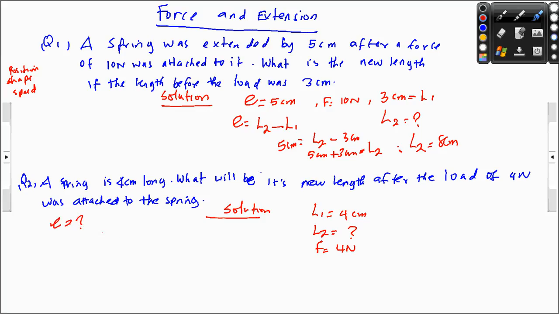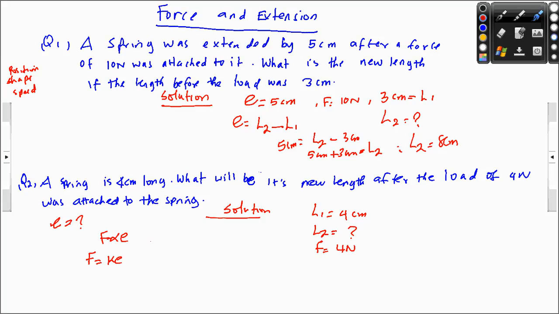The formula here says force is directly proportional to extension. That tells you the greater the force is, the greater the extension is. The lesser the force is, the lesser the extension will be also. From this equation, we can find the constant K. F equals K times extension. Now we know the force and we want to know the extension, but we don't really know it because we've not got any equation to solve that.